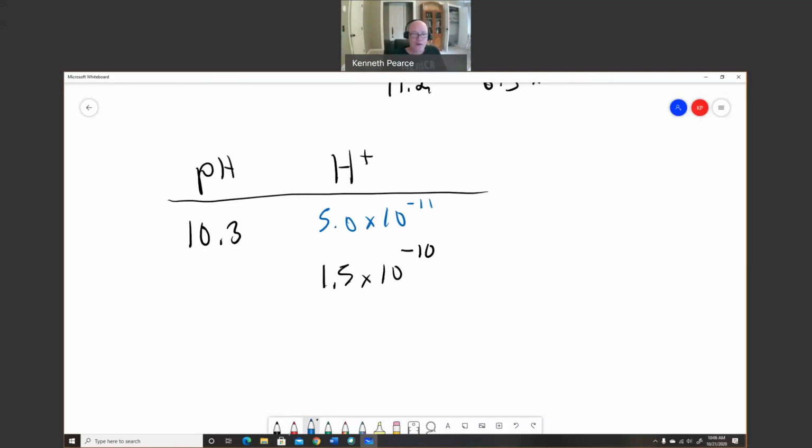And now we can do the H plus to the pH, and for that one, when we go H plus to pH, we go minus the log. So we go minus log, not second this time, it's just the LOG key, minus log, and we enter 1.5 second EE to the minus 10th, close parentheses, and I get 9.8 for the pH. And so that's how you do it. You need to practice going back and forth between H plus and pH, in either direction.